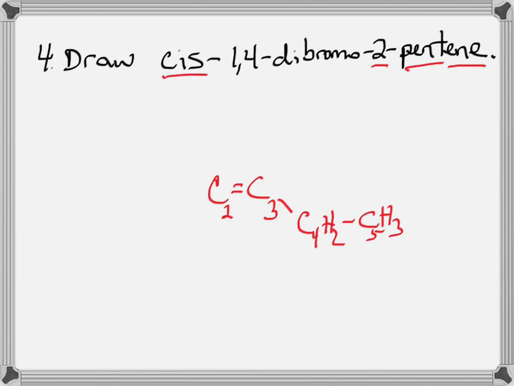I want to get this into cis conformation. There's a couple ways I could do this, but I'm going to go ahead and put one of the hydrogens up, and the other one's going to have to be on the other side of the tracks.